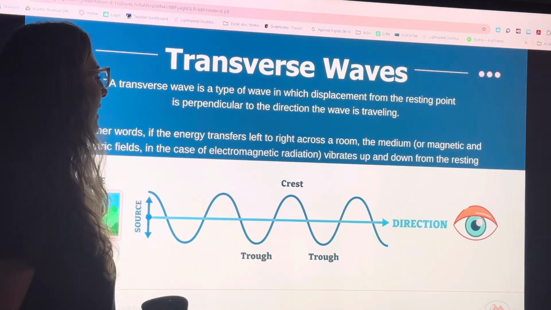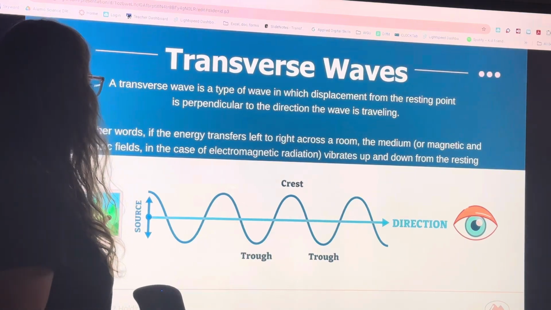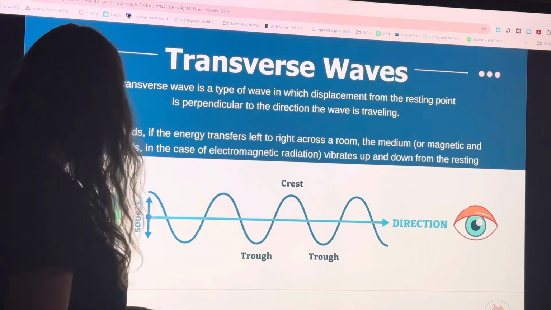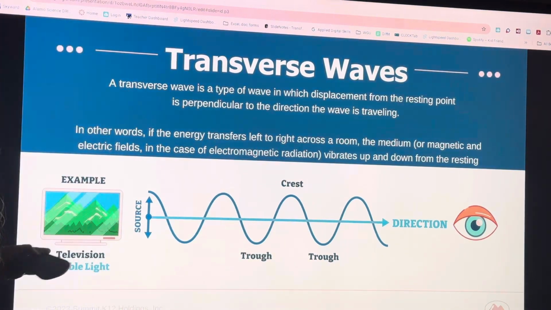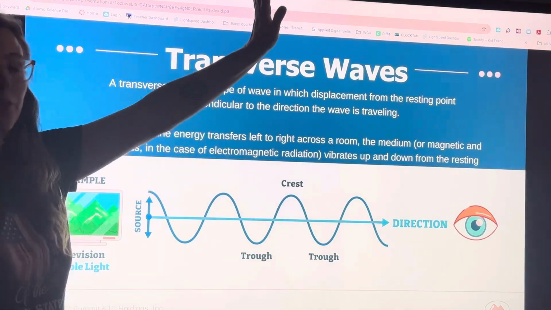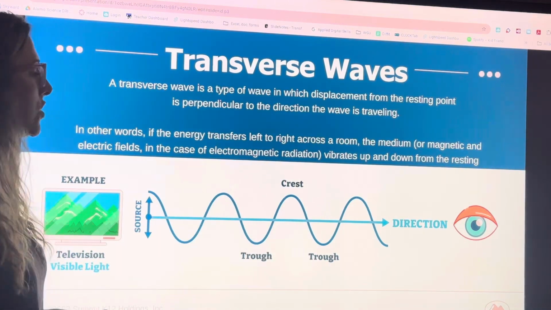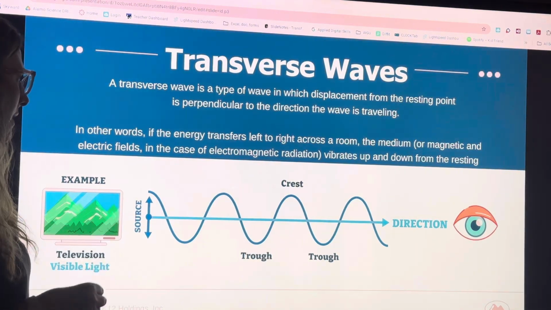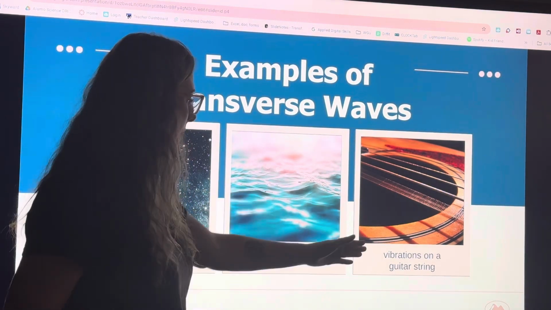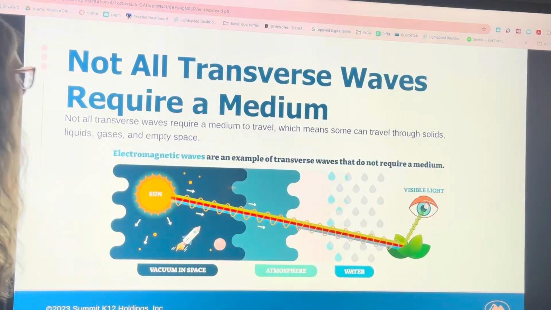If the energy transfers left to right across a room, the medium, or the magnetic or electrical fields in the case of electromagnetic radiation, vibrates up and down from the resting point, okay? So visible light, like light from a television screen or from our light bulbs outside, these are all types of transverse waves, any kind of visible light. There are light waves, ocean waves, and vibrations on a guitar string. All of these are transverse waves.